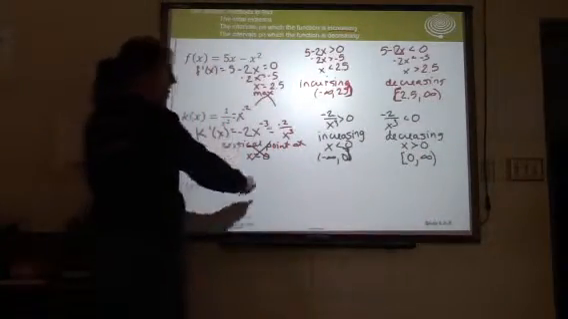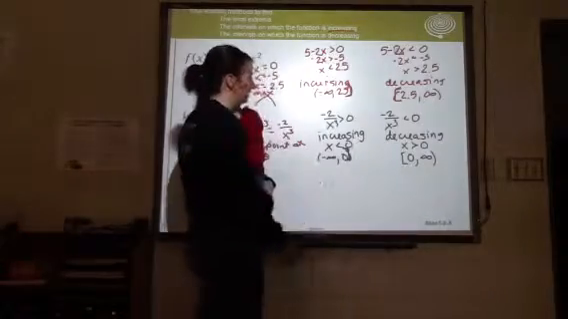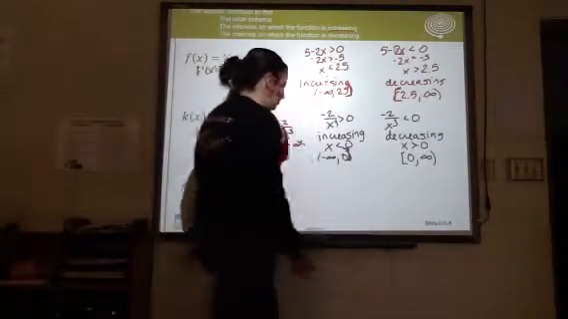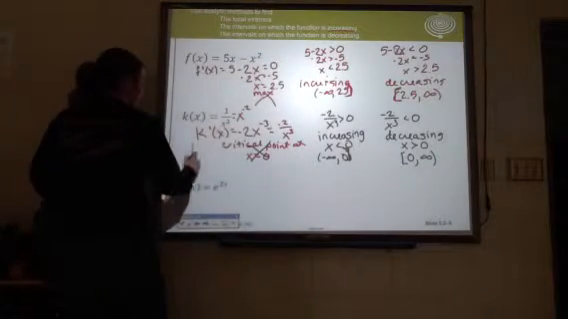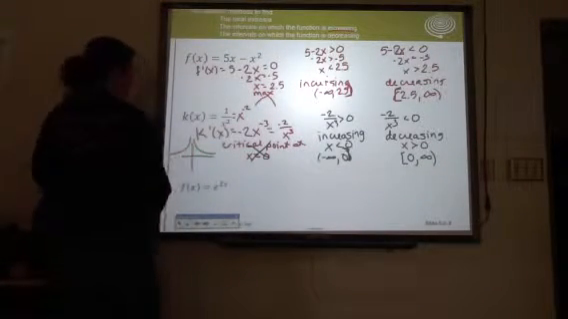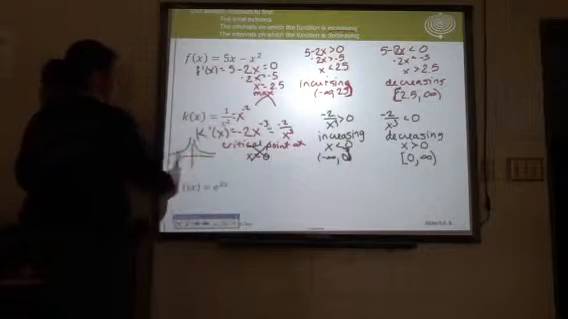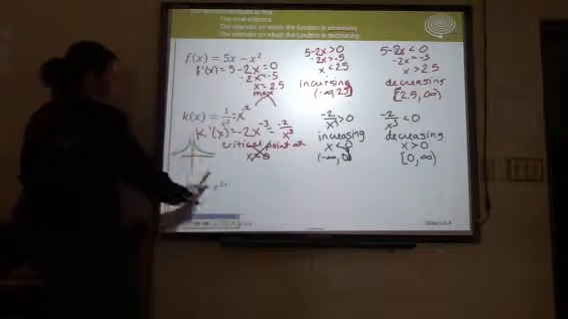So no max and min, increasing from negative infinity to 0, decreasing from 0 to infinity. And if you just take a second and remember what that graph looks like, that would make sense to us. No maxes, it's increasing there, it's decreasing there.